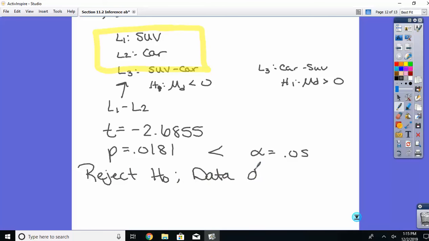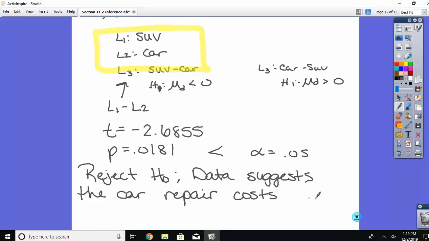The data suggests the car repair costs are higher.